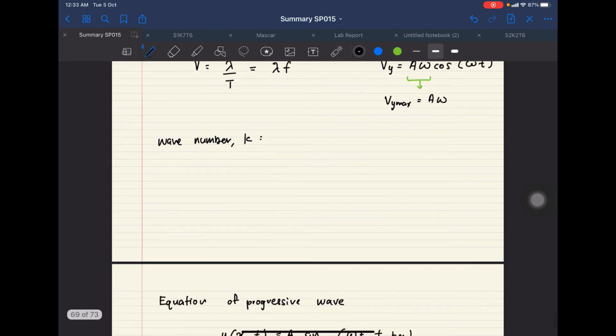Okay, and then you also need to know about wave number. Maybe this seems new for you guys. It is defined as k equals 2 pi over lambda. And then if you want to calculate k, you just have to plug in the lambda.